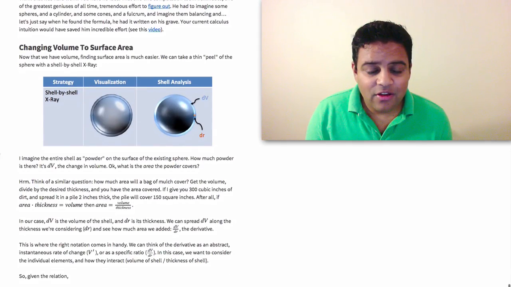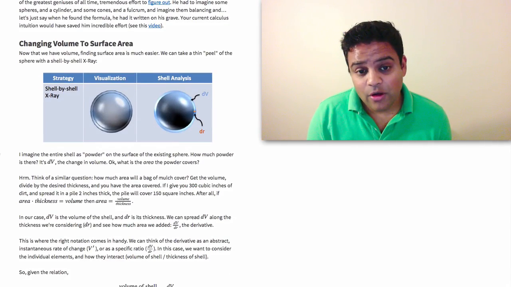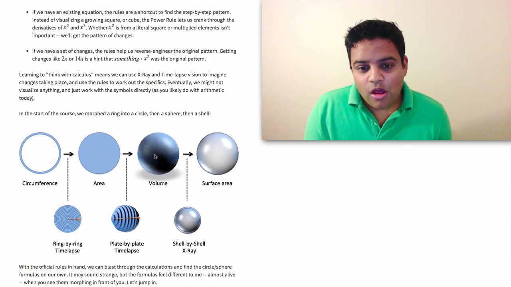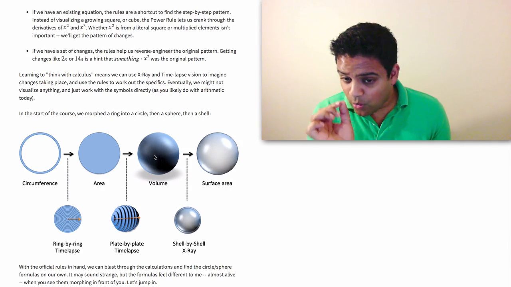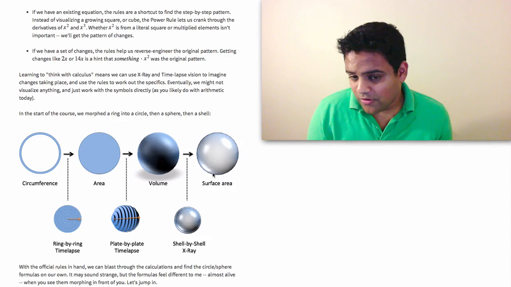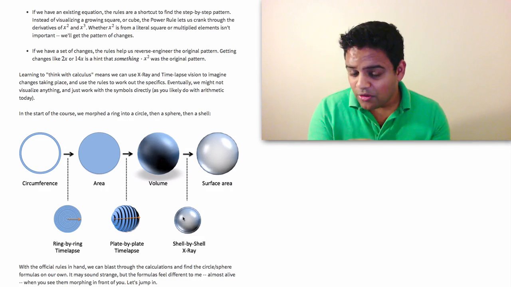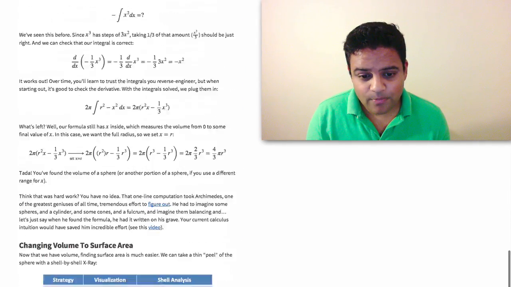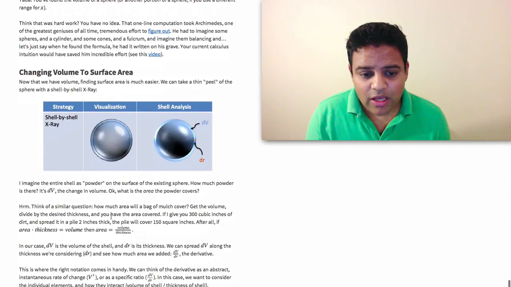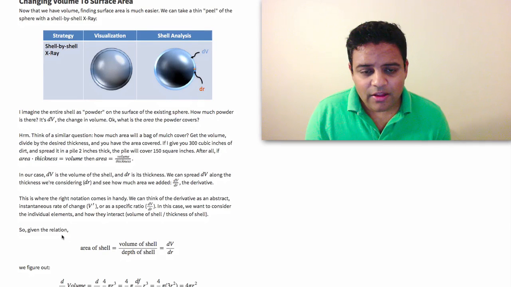How to find the volume into surface area. So we'll look back up here. We have volume. If we break it into shells and we take one of those shells, well, that should be the surface area because it's kind of the thin peel that's surrounding the volume. So let's just hop all the way down. And the intuition here is the following.